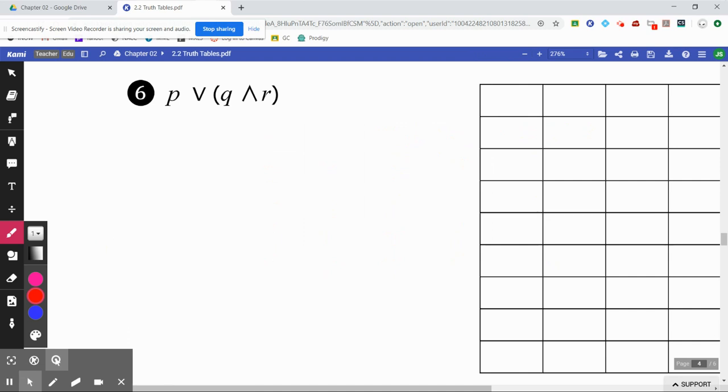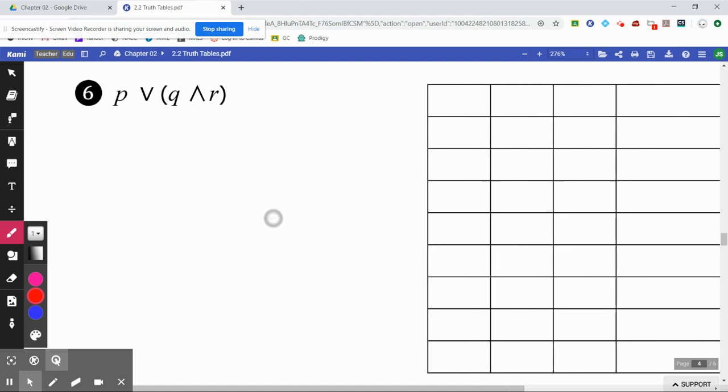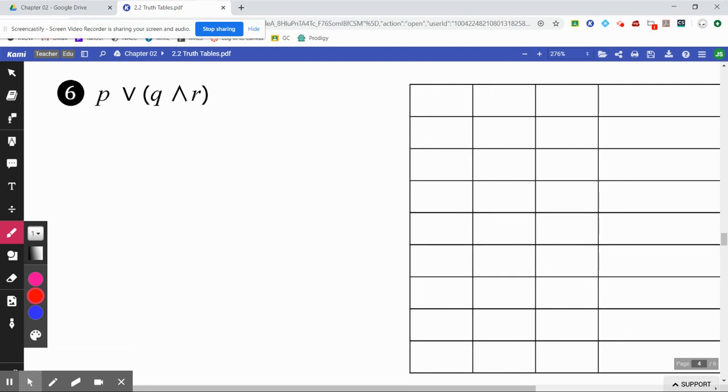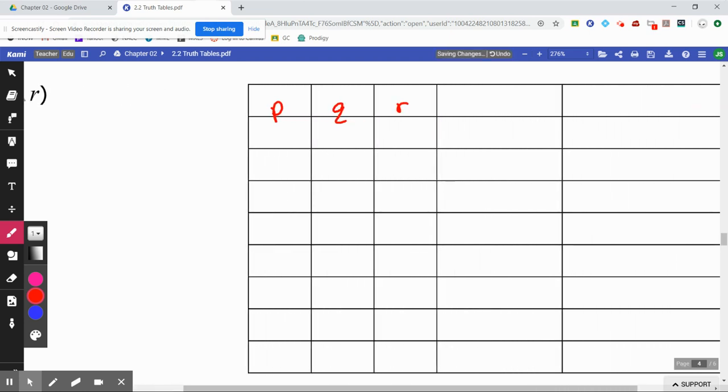Okay, something different happens on number 6. We actually have 3 different statements, and we have some parentheses around a couple of them, meaning we've got to do these first. So we're going to have statement P, statement Q, and statement R. Now let's just work on that for a second. You've got to find out every scenario here, and here's the easiest way of doing it.